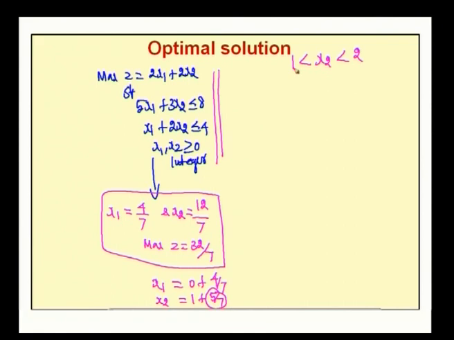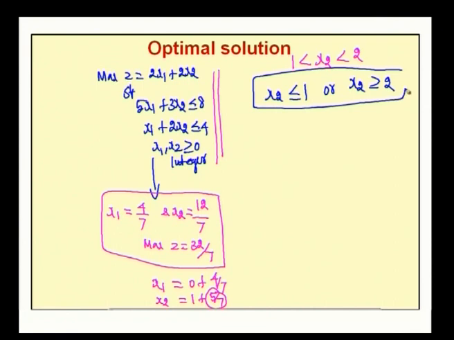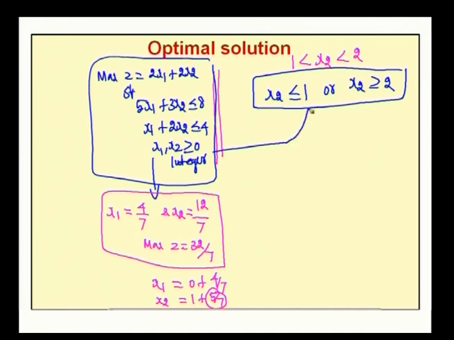Now, a feasible integer solution of x2 satisfies the condition x2 less than or equal to 1 or x2 greater than or equal to 2. So, any feasible integer solution of x2 satisfies either x2 less than or equal to 1 or x2 greater than or equal to 2. Now, with the help of these two conditions, we branch the original problem into two subproblems. So, this problem by this condition becomes two subproblems.